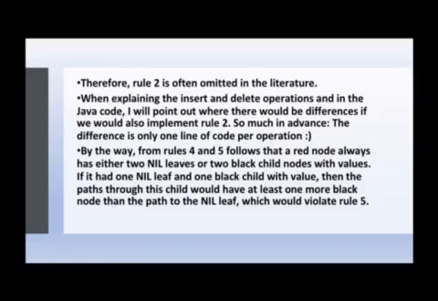By the way, from Rules 4 and 5 it follows that a red node always has either two NIL leaves or two black child nodes with values. If it had one NIL leaf and one black child with value, then the paths through this child would have at least one more black node than the path to the NIL leaf, which would violate Rule 5.